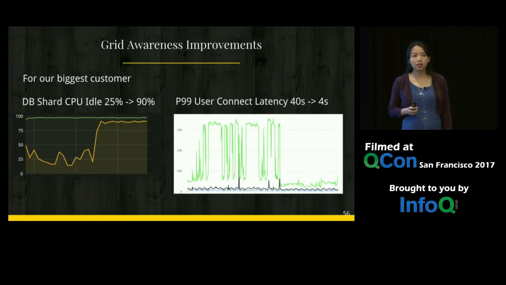For our biggest customer, it also improves their DB shard CPU usage. The CPU idle increased from 25% to 90%. That is because it's more likely for shared objects to be in cache. So Flannel needs to go to the DB to fetch data fewer times. For the exact same reason, this also improves user connect latency. P99 latency dropped from 40 seconds to 4 seconds.